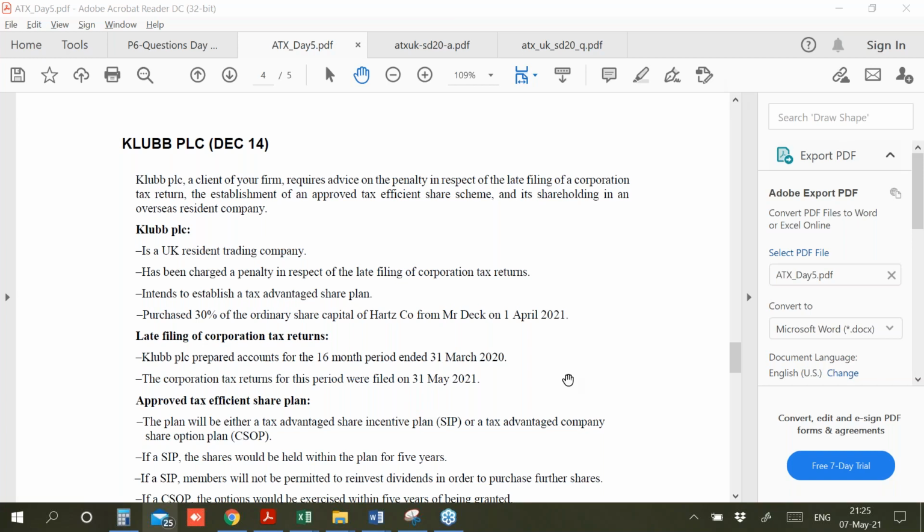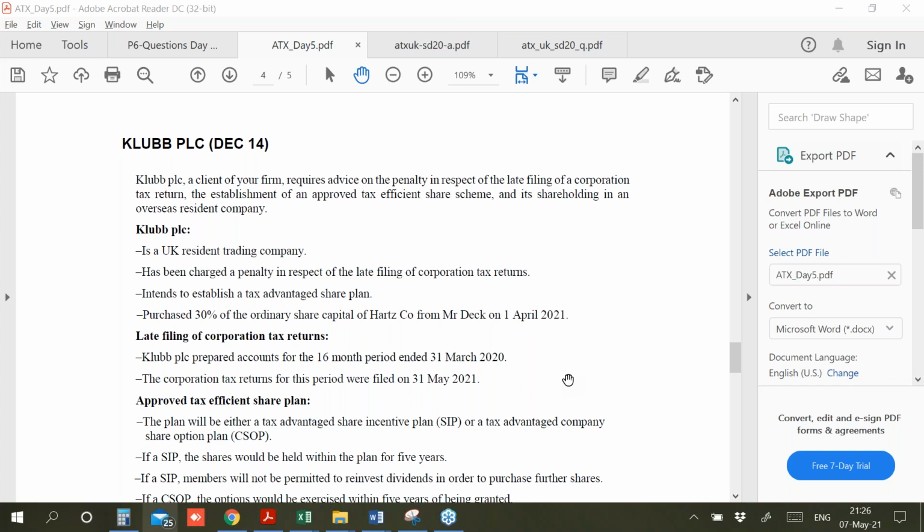So let's continue. Club PLC, a client of your firm, requires advice on the penalty in respect of the late filing of the corporation tax return, the establishment of an approved tax efficient scheme, and its shareholding in an overseas resident company. Club PLC is a UK resident trading company, has been charged a penalty in respect of late filing of corporation tax returns, intends to establish a tax advantage share plan, and purchased 30% of the ordinary share capital of Hardsco from Mr. Deck on 1st April 2021.